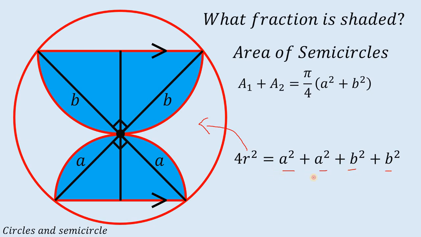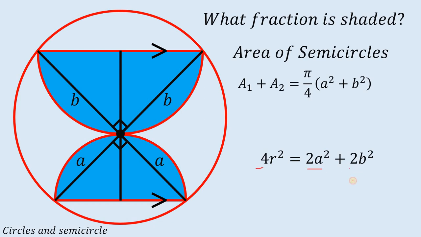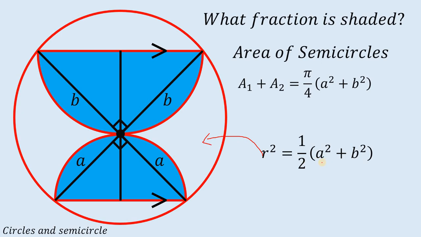Now, let's simplify. A squared plus a squared must be 2a squared, and b squared plus b squared is 2b squared. Now, divide all terms by 2. This will give us 2r squared equals a squared plus b squared. Now, we are ready to find the value of r squared. Let's divide both sides by 2. Now, r squared, or the length of the radius squared of the circle, must be equal to 1/2 multiplied by a squared plus b squared.